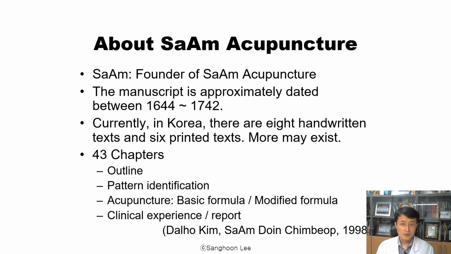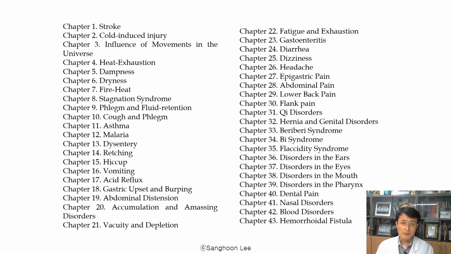The classic book consists of 43 chapters. Each chapter includes an outline, pattern identification, acupuncture formula, and clinical experience. The SaAm acupuncture classic is composed of 43 chapters from Chapter 1, Stroke, to Chapter 43, Hemorrhoidal Fistula, so it includes various types of disorders.